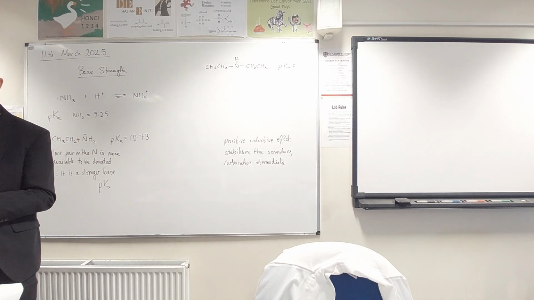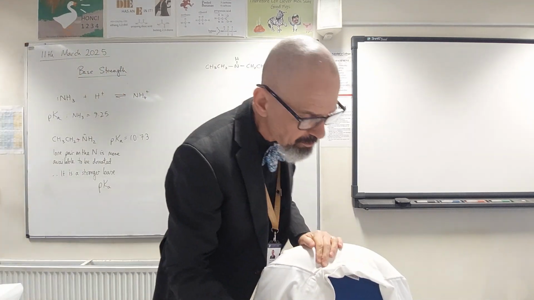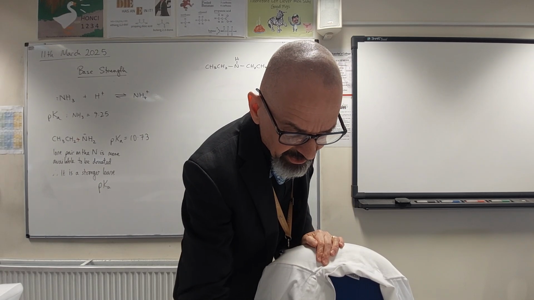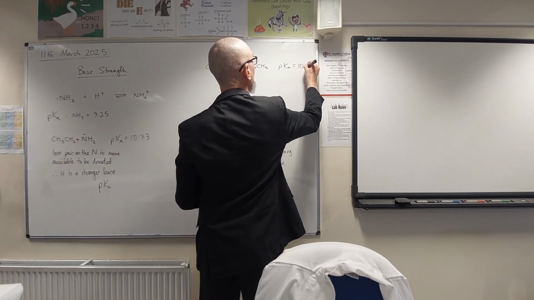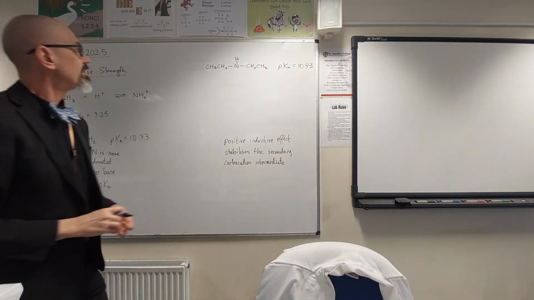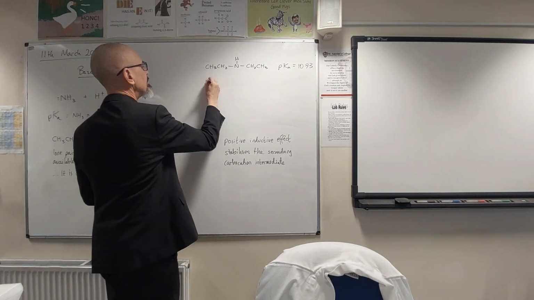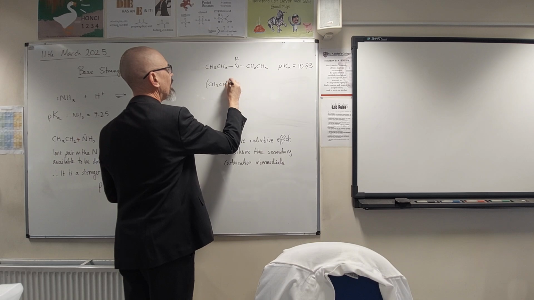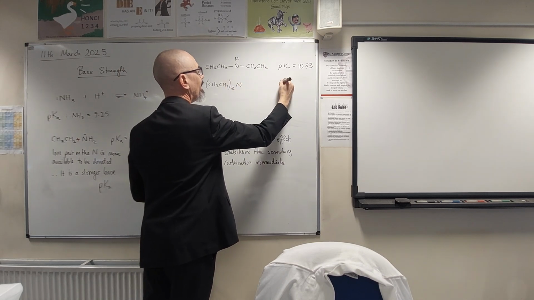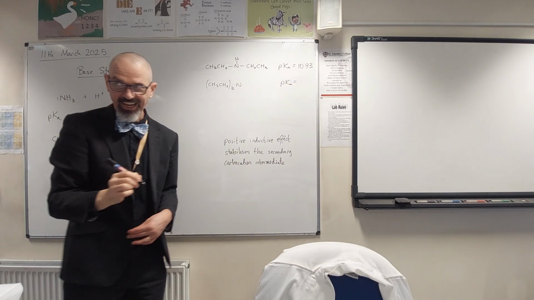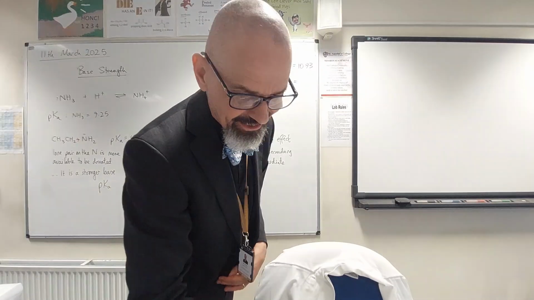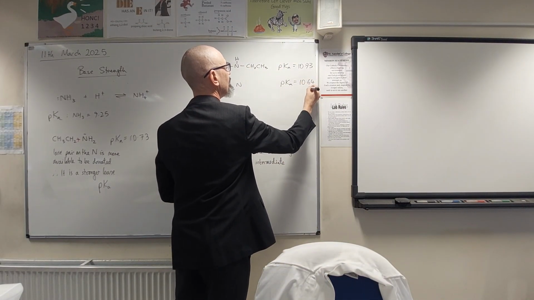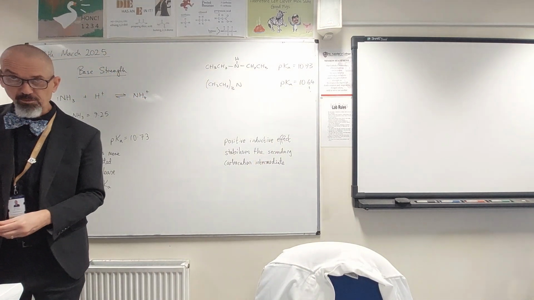Higher, lower? Higher, yeah. Not much, actually. What have I got? Diethylamine 10.93. Okay. What if I put 3 on? Oh, it goes down. Does anyone know why?